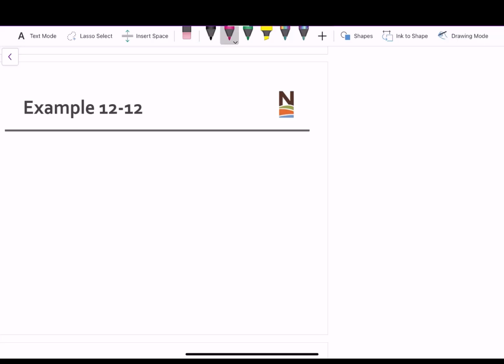So let's take a look at example 12-12, and this is on page 408 of your textbook. I'm going to start by drawing out the example, and then we'll take a look at how we apply instantaneous centers to it.